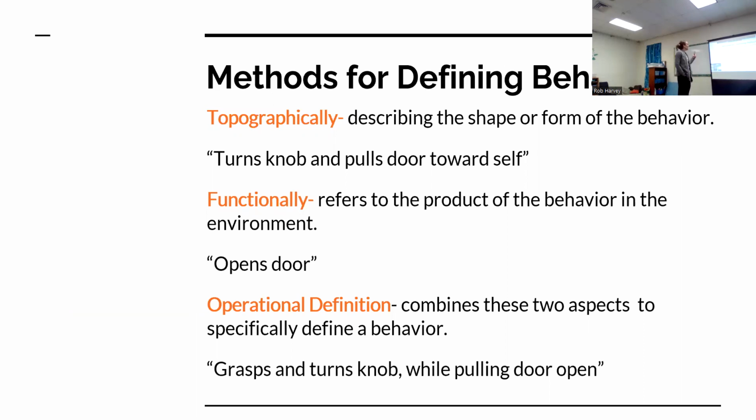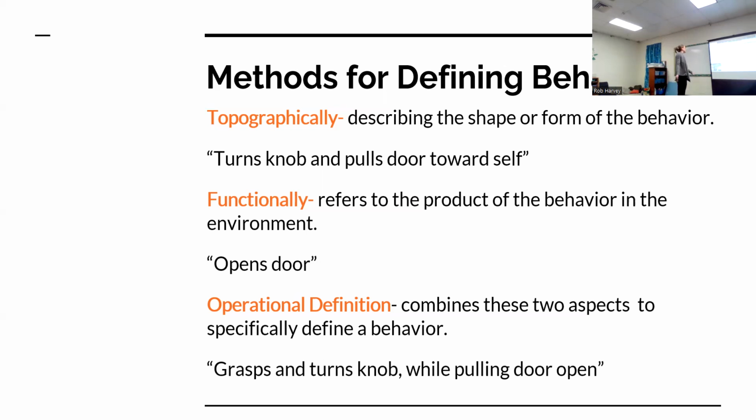Okay, so one way of defining behavior is topographically. Topography refers to the physical form or shape that a behavior takes, what a behavior looks like. So if you're defining a behavior just based on its topography, you're writing a description of the shape of the behavior. So: turns knob and pulls door towards self. Physically, what does that behavior look like?